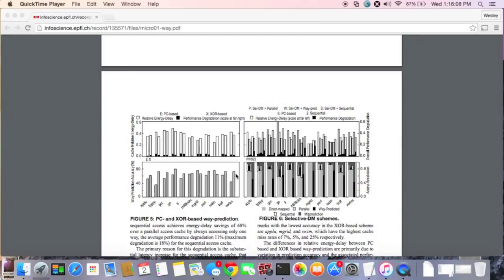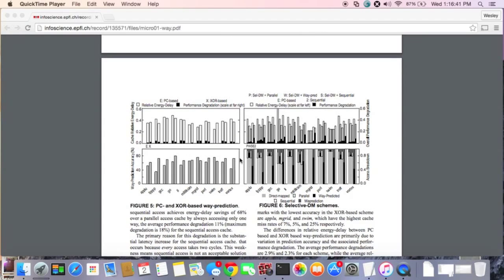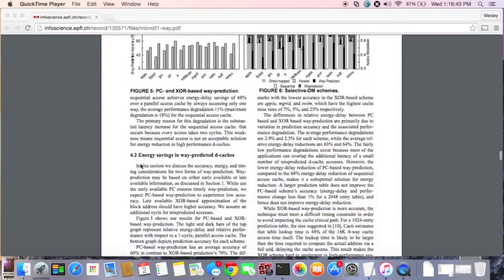Here are some way prediction accuracies for different data sets they tested on. They get somewhere around 60 to 70% accuracy. In the end, they give a figure of 77% accuracy for way prediction of data caches. So that's the final answer they use. Maybe that's an average of all of these or something. So I guess we'll see.